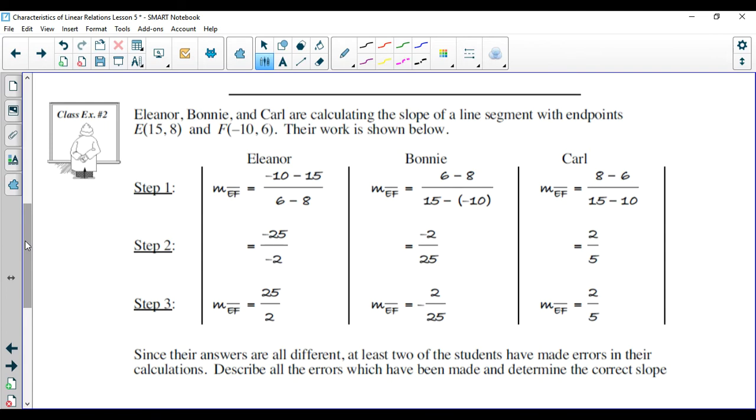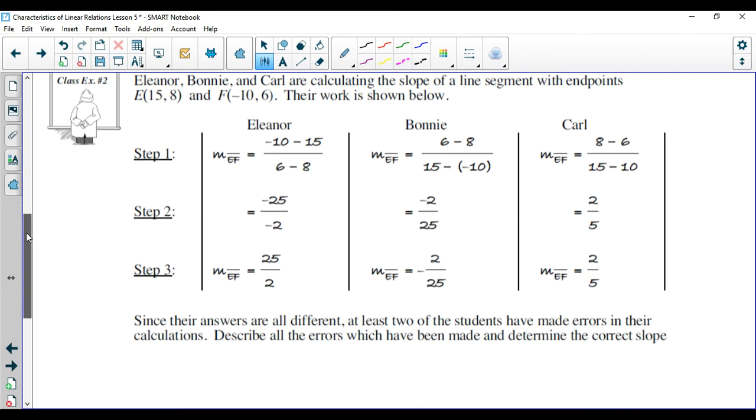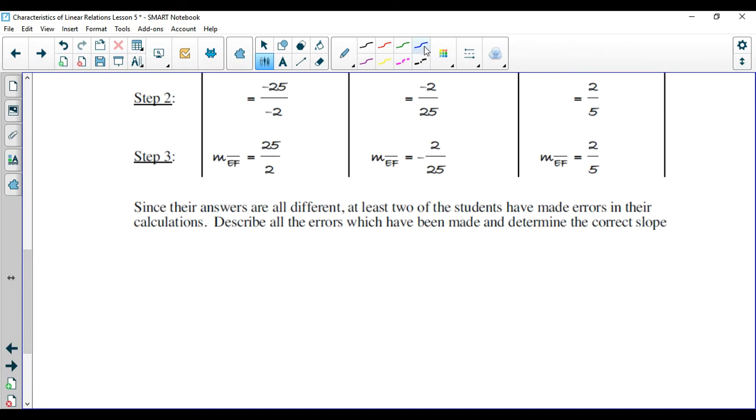Now, this example gives you a couple of endpoints. So it tells you that point E has coordinates of 15, 8, and point F has coordinates of -10, 6. And what it does here is it shows a bunch of different students' work for calculating the slope. But it turns out every single one of these students has done the slope calculation incorrectly. So what we want to do here is identify what mistake they actually made. Now I think the easiest way to do that is to do a correct slope calculation first. So that's the first thing I'm going to do. We want to calculate the slope from E to F.